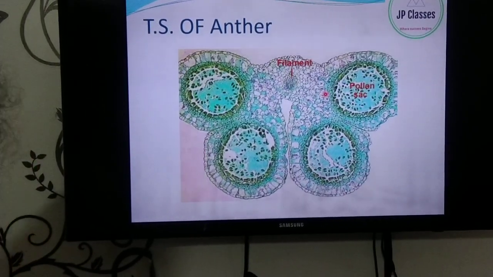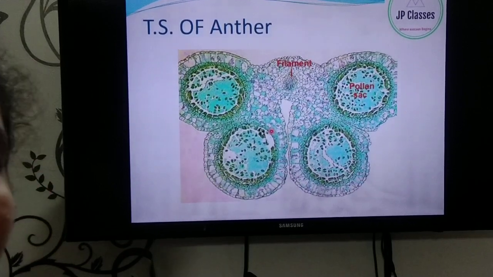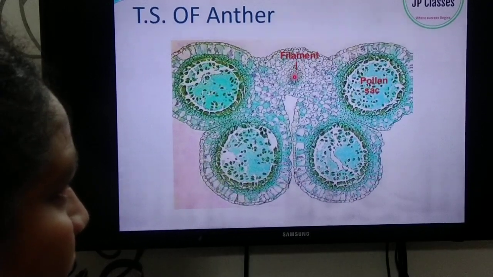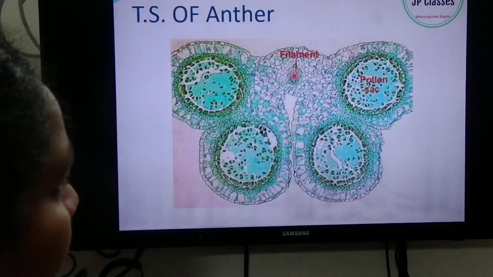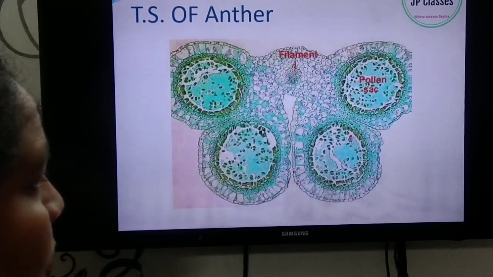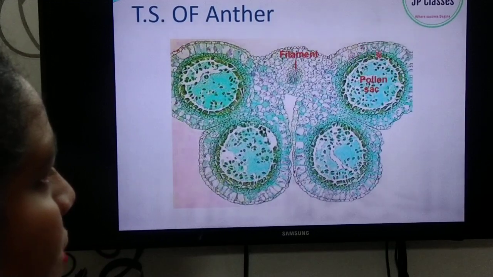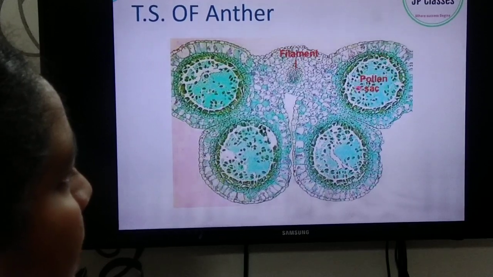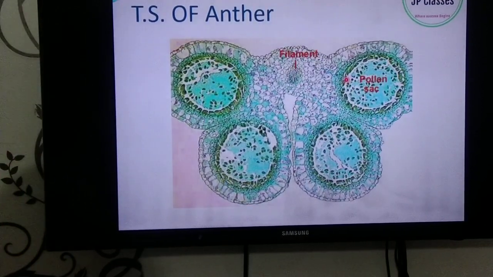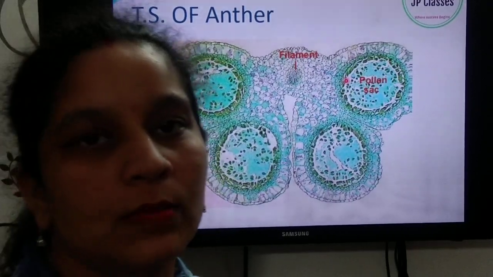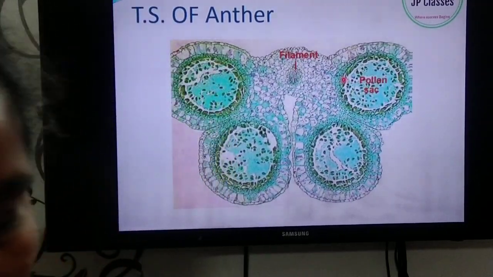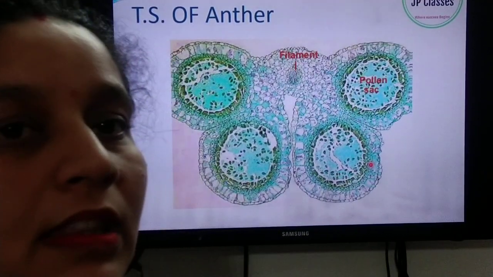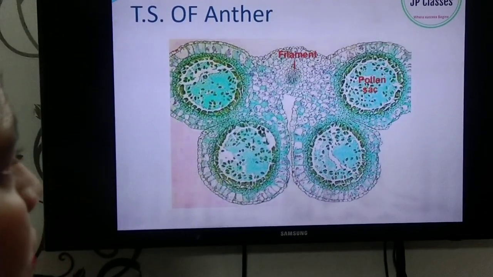This is the diagrammatic or colorful sketch of the earlier one, the anther. This particular point shows where the filament is attached to the anther. These are your 4 pollen sacs, which comprise these dot structures known as the pollen grains. When the pollen grains get matured, the humidity or moisture level becomes less, leading to pressure on the walls, causing the dehiscence of the anther, and the pollen grains are released in this way. Now moving to the next slide.